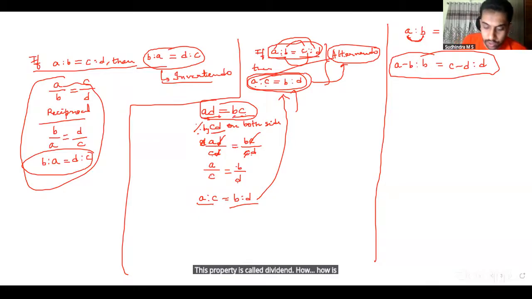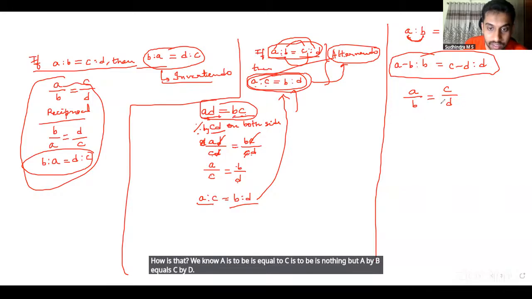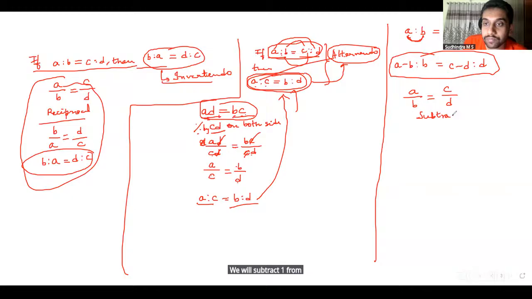How is that? We know A is to B is equal to C is to D is nothing but A by B equals C by D. We will subtract 1 from both sides. If I subtract 1 from both sides, A by B minus 1 equals C by D minus 1.